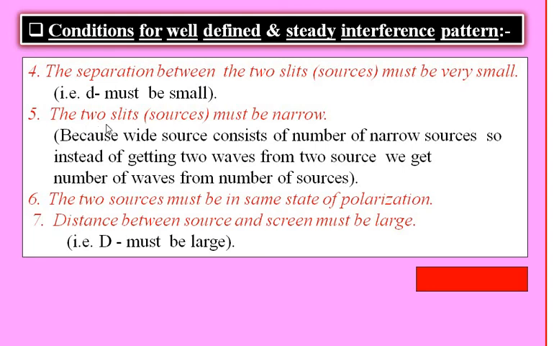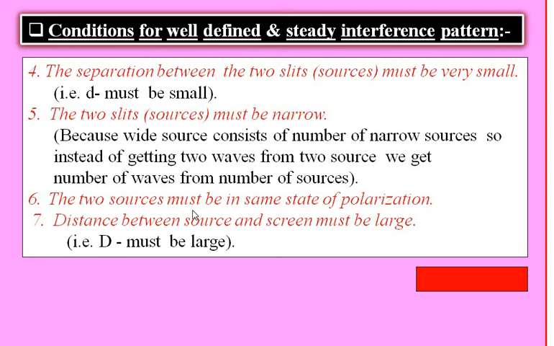The two slits, that is S1 and S2, the two sources, must be narrow. These two sources must be very narrow, because if a wide source is used, a wide source consists of a number of narrow sources, and so instead of getting two waves from two sources, we get a number of waves from a number of sources. To avoid this, the two slits, that is the two sources, must be narrow.